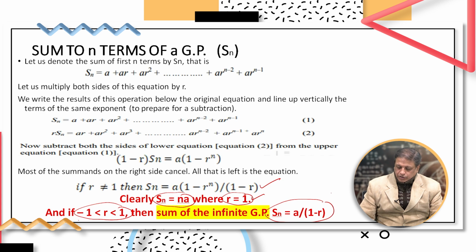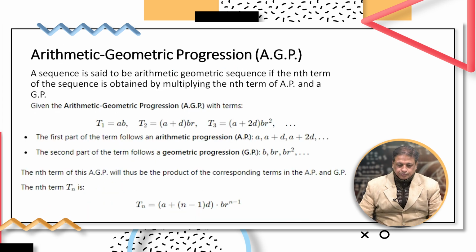So, these three points are quite important: equation number 1, equation number 2, and equation number 3. These are the three formulas you are supposed to remember when you are going to calculate the sum of n terms of a geometric progression.